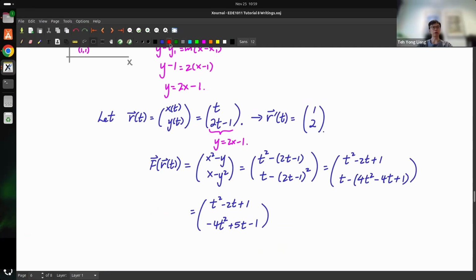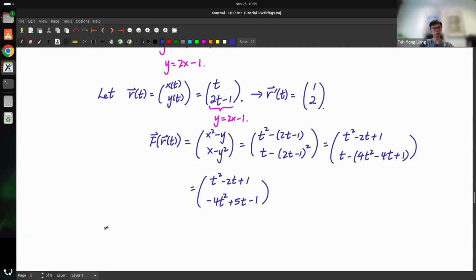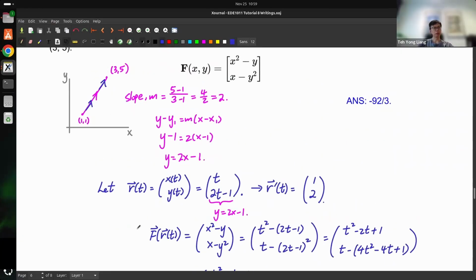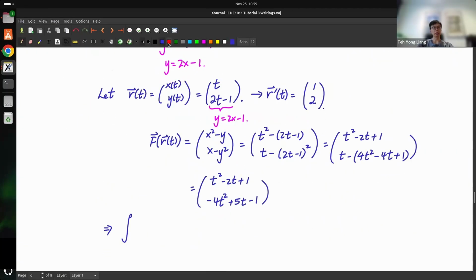So what I do now is to compute the line integral, since everything is already evaluated. So I integrate over path C, from 1, 1 to 3, 5. So hence I integrate over path C, F dot r prime dt.